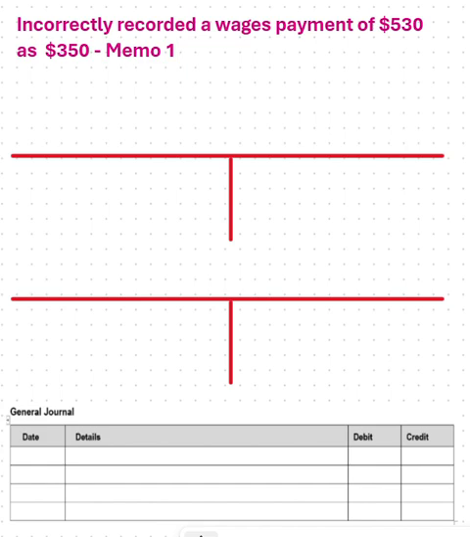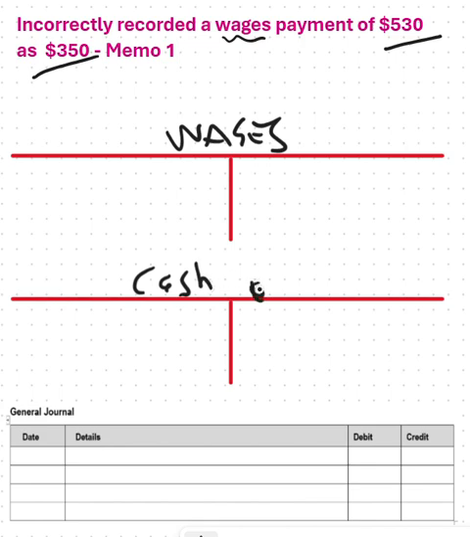Let's start with a nice easy one. Right, so if we look at this scenario here, we've incorrectly recorded a wages payment of $530 as $350. So step 1, let's think about the accounts affected by the error. So we've got a wages account, so let's create a wages ledger, and the other one would be, given it's a payment, cash at bank.